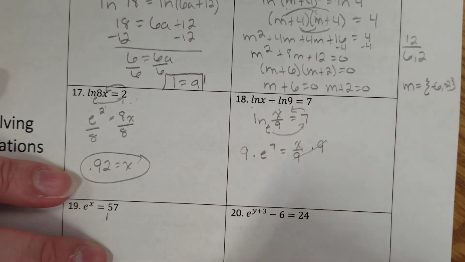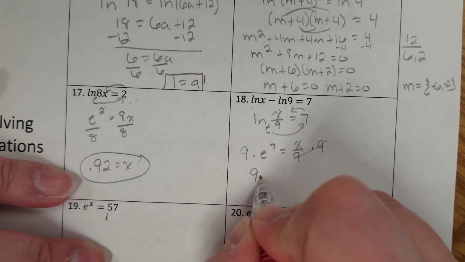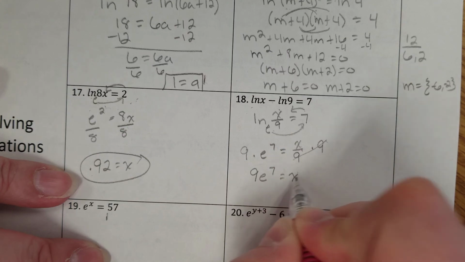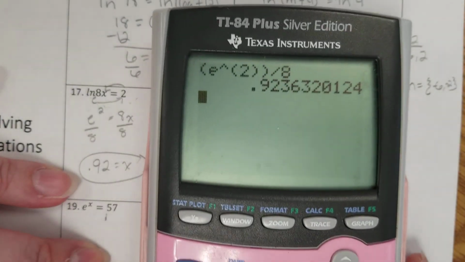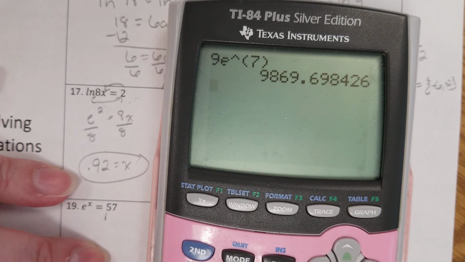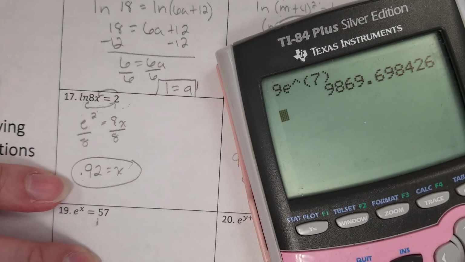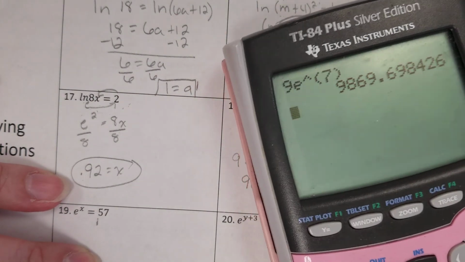And we know that these cancel. You're going to type this in your calculator the exact way it is. So 9e to the 7th equals x. All right, and we'll clear this out. So it looks like 9e, and then you put the 7. And there we go. So our answer is 9,869.7.